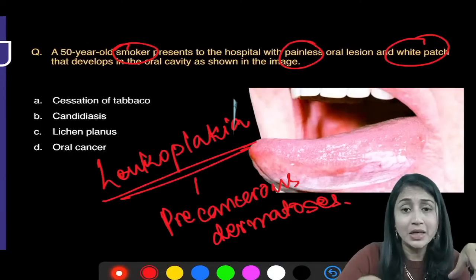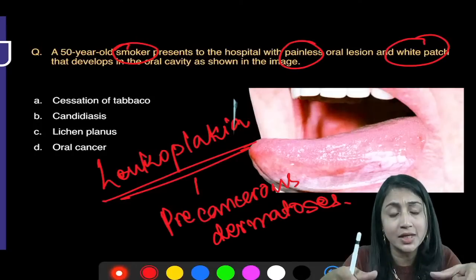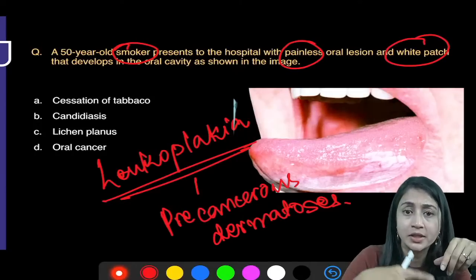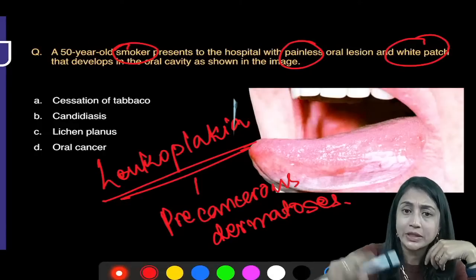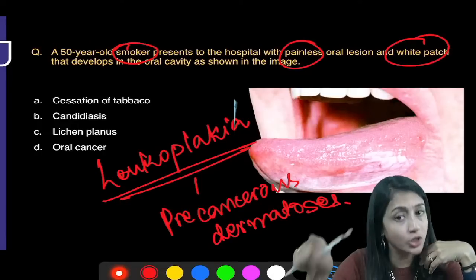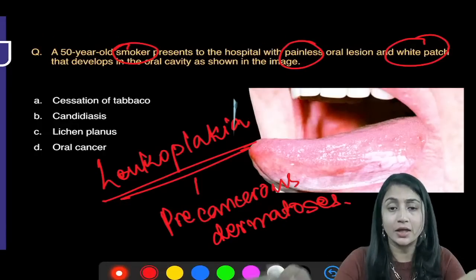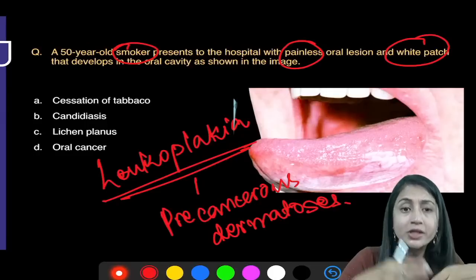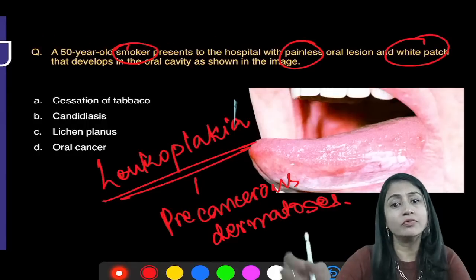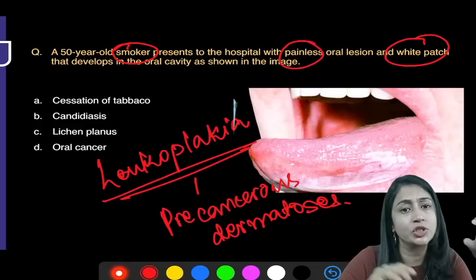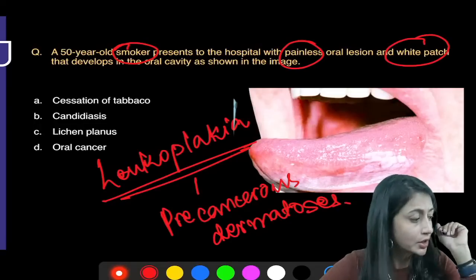So that is why, based on this question, since I don't know the exact question, I cannot tell you what would be the answer. But I'm telling you that if this was the question and they have asked you about diagnosis and leukoplakia was an option, you'll mark that. If it was what should be avoided, cessation of tobacco. But if the question would have shifted to a painful lesion, then we would have to think of other options.